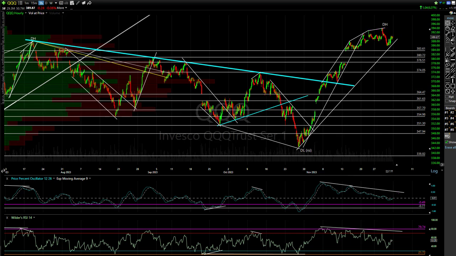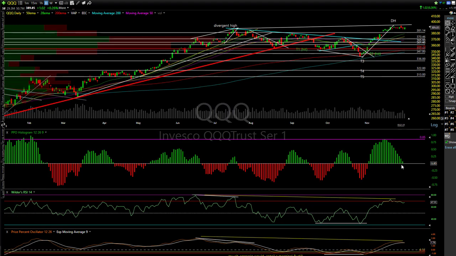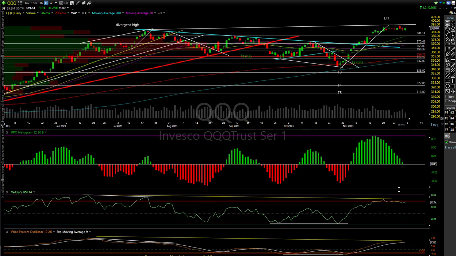Now, back to the PPO crossover. Again, it's the histogram. I covered it earlier, so I'm not going to go into detail again. It's when you get a bearish crossover here, negative divergence, and it flipped because we bounced, and we'll see where we are at 4 p.m. today.